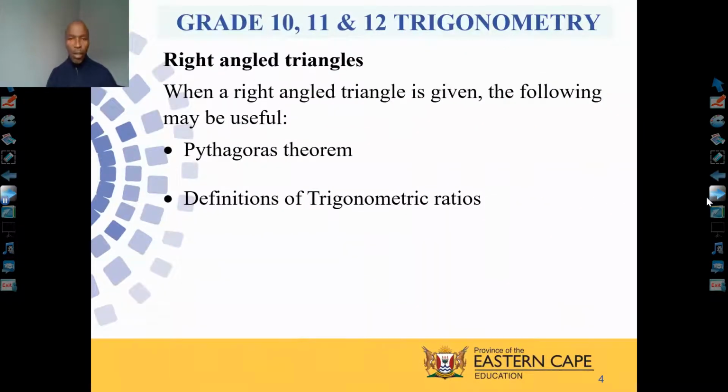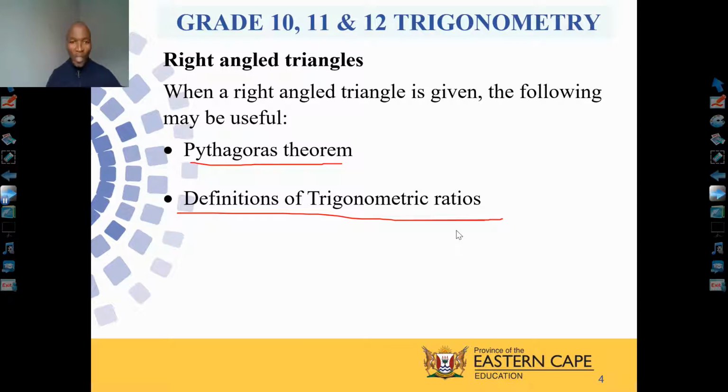Right. Now, I want us to look at the right-angled triangles first. When we look at the right-angled triangles, we will realize that there are two main things that will be useful there. It will be Pythagoras theorem as well as the definitions of trigonometric ratios.